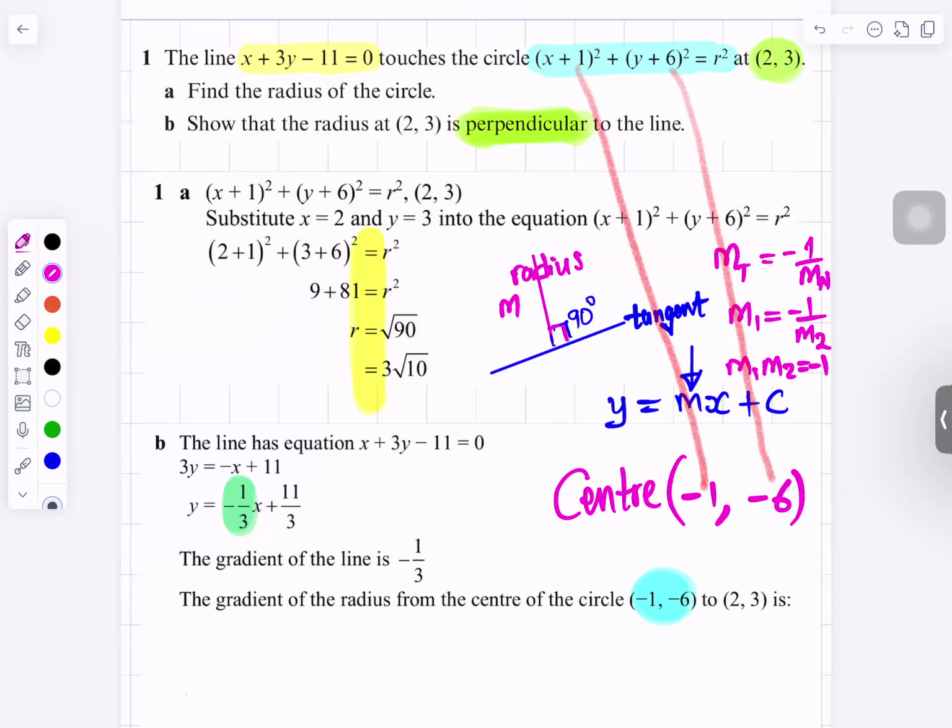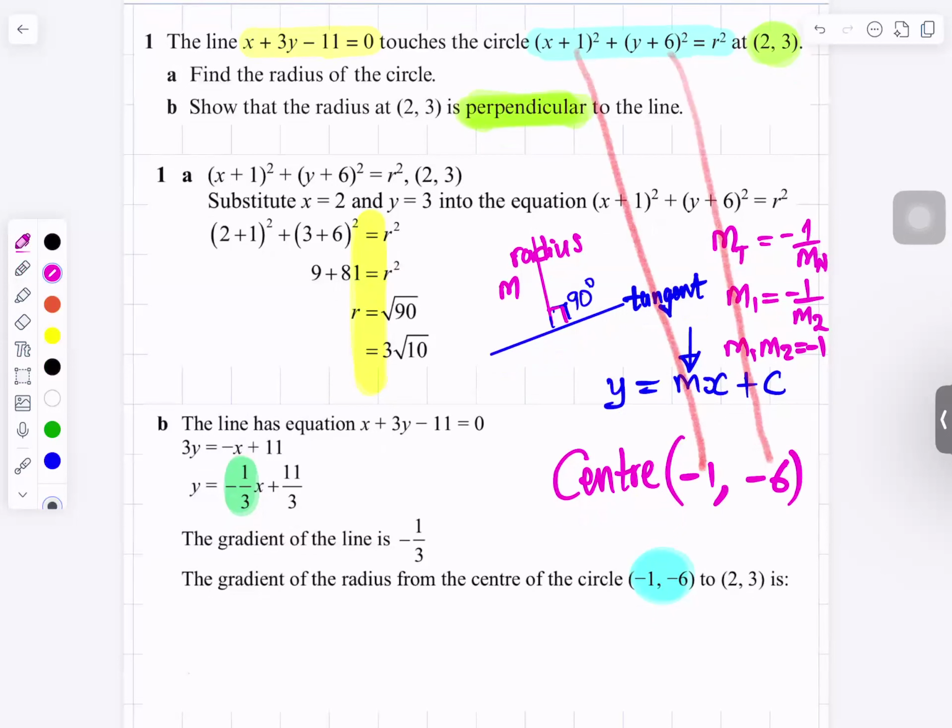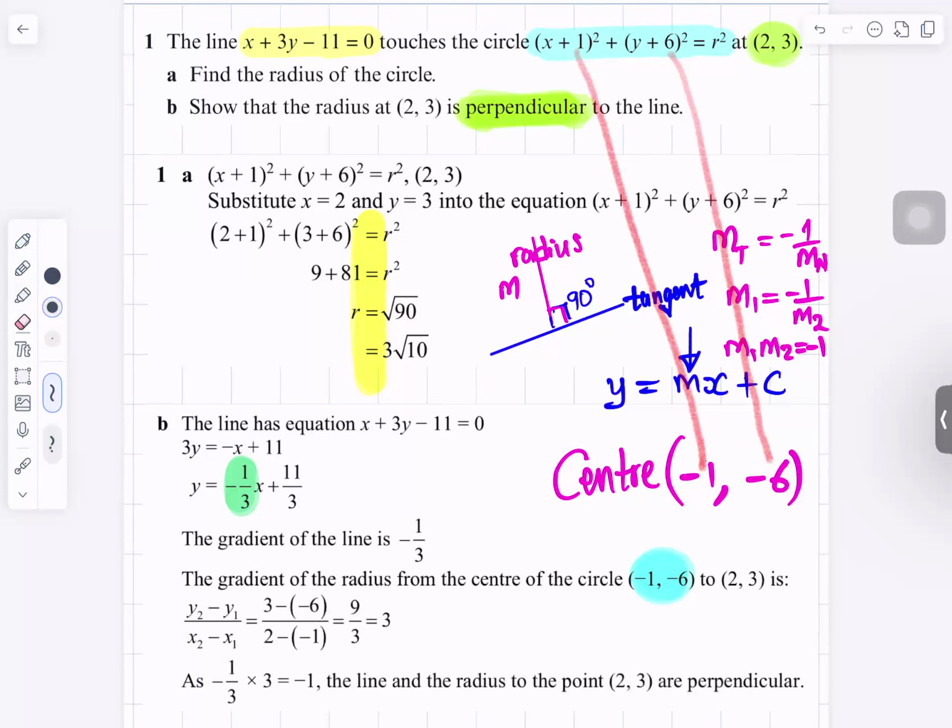Now, how do we find the gradient between those two points? We use the formula (y2 - y1) over (x2 - x1), which I will highlight in green at the bottom. That's the gradient m of the radius, and that gives us 3 when you put those numbers in.